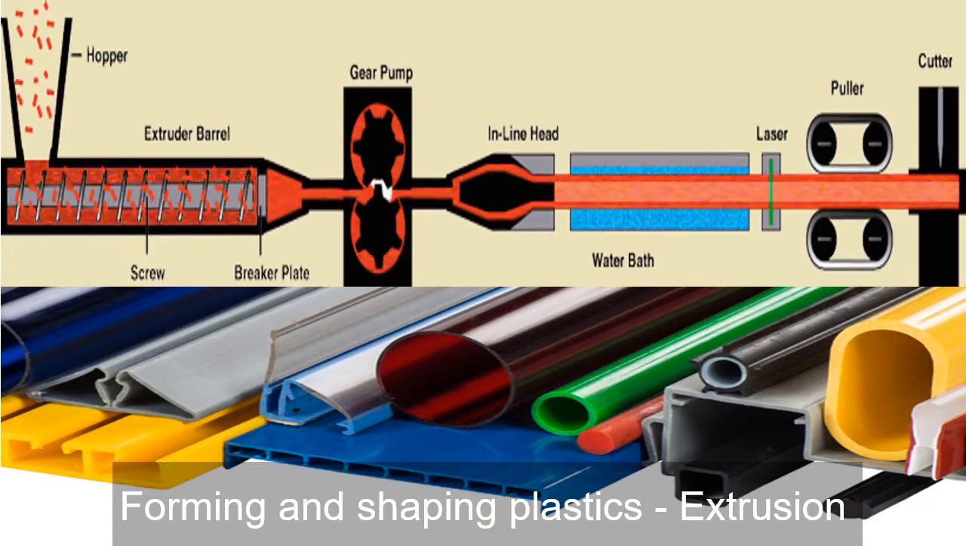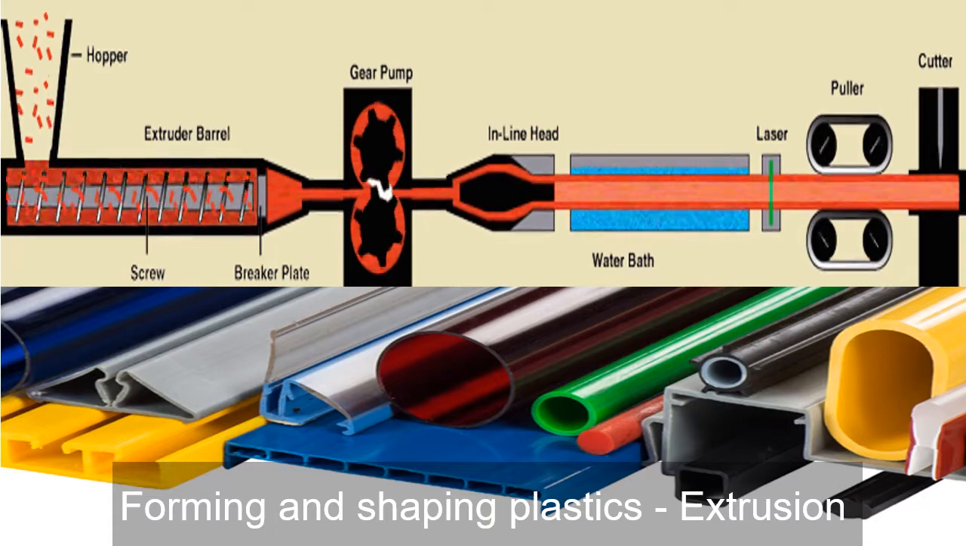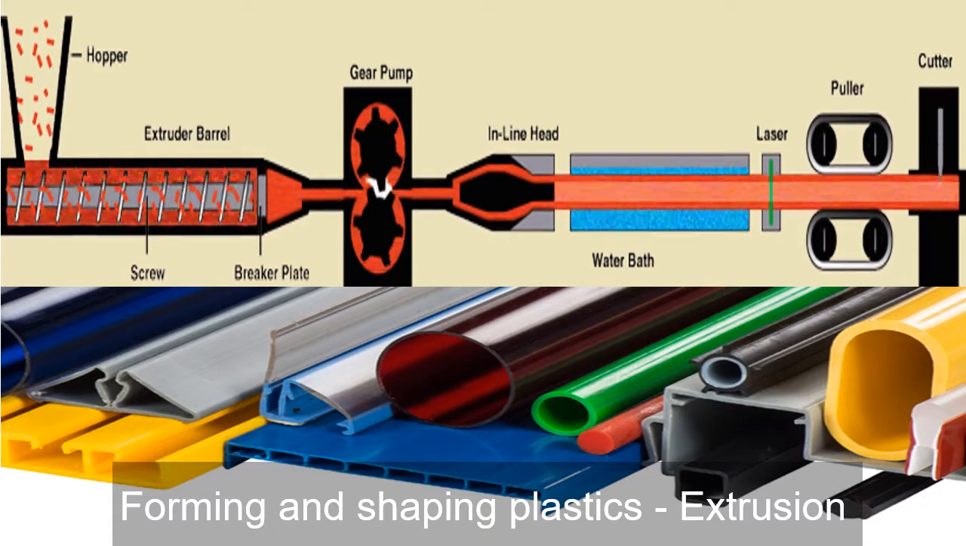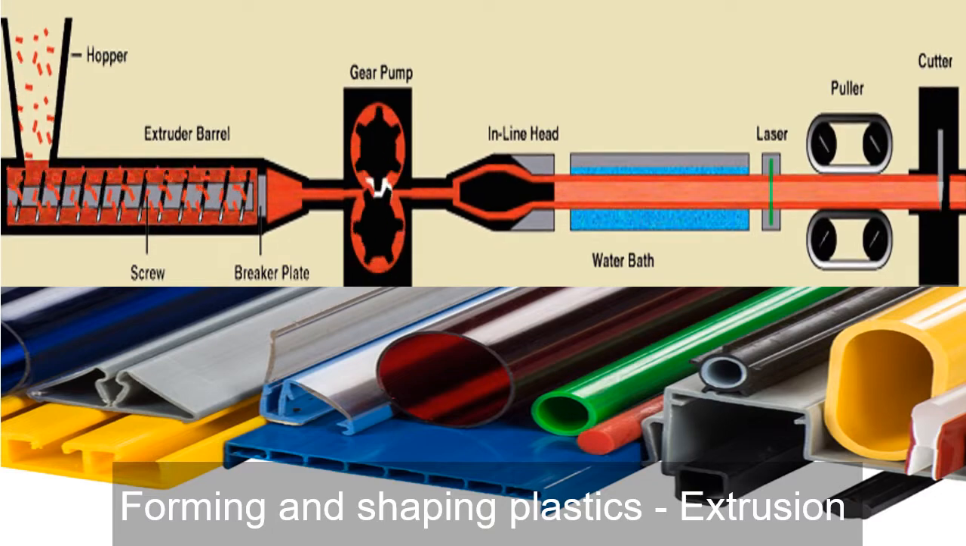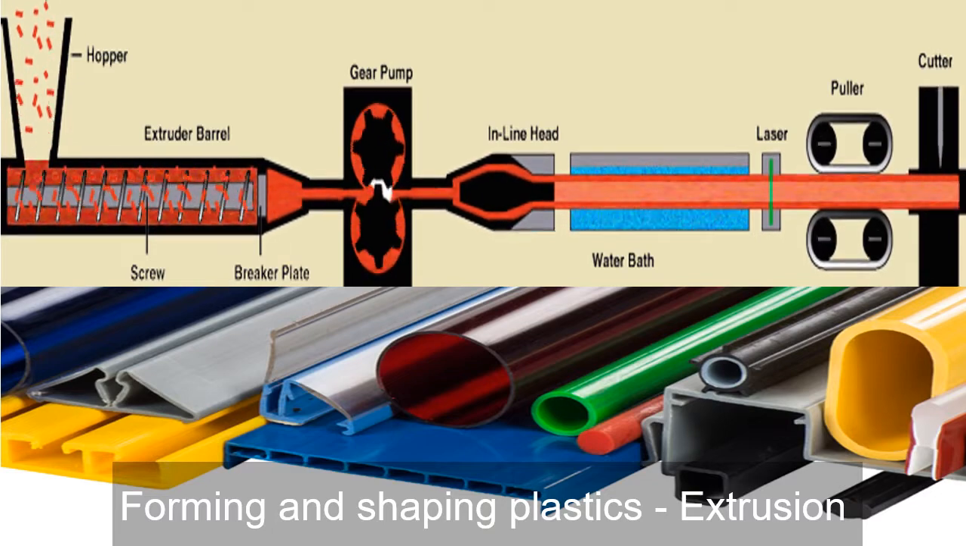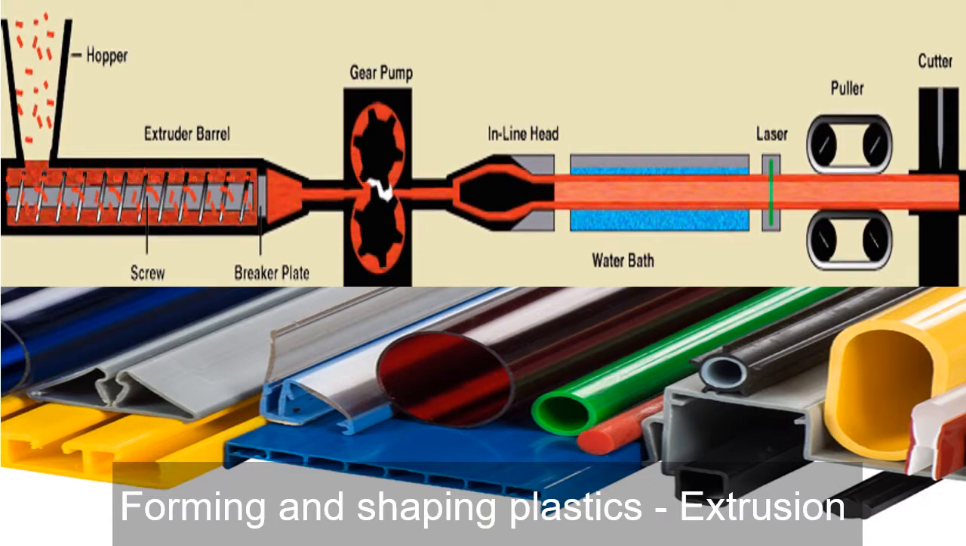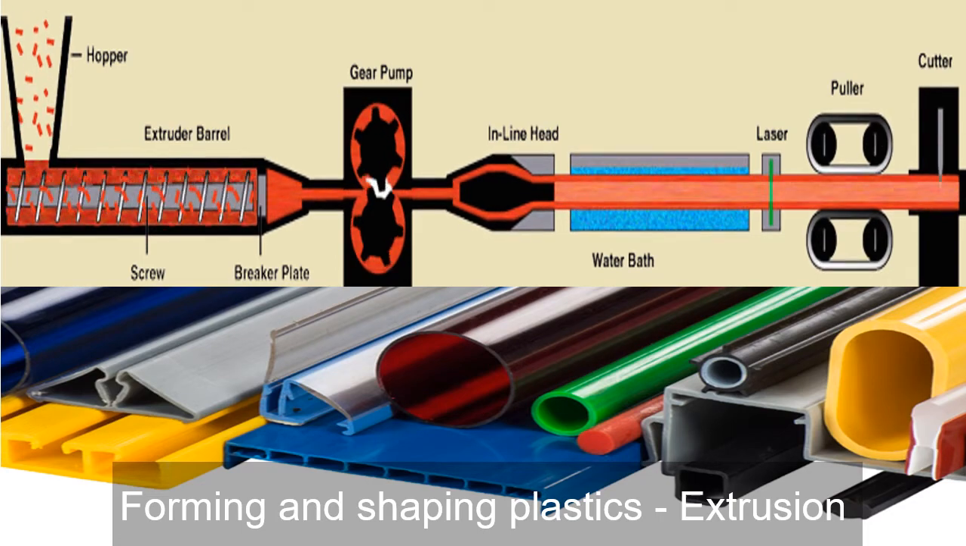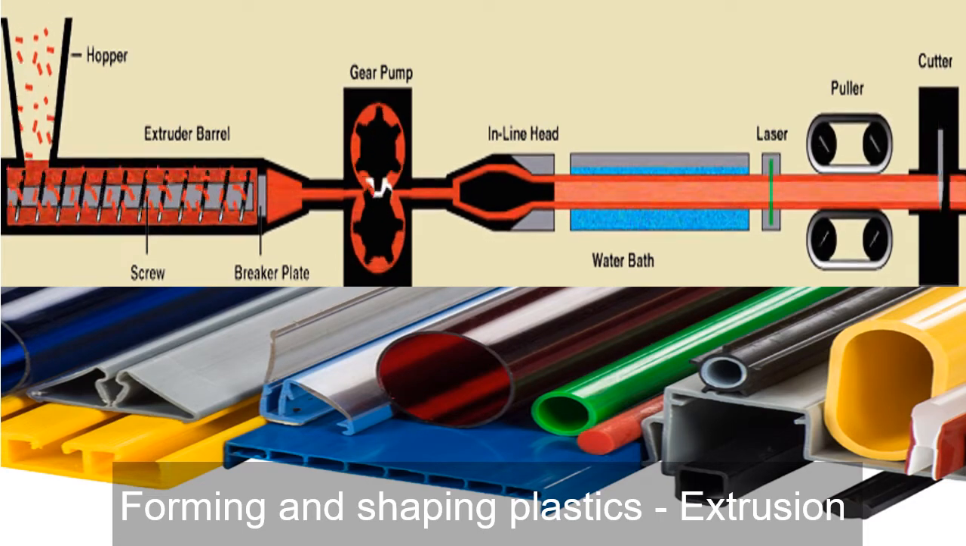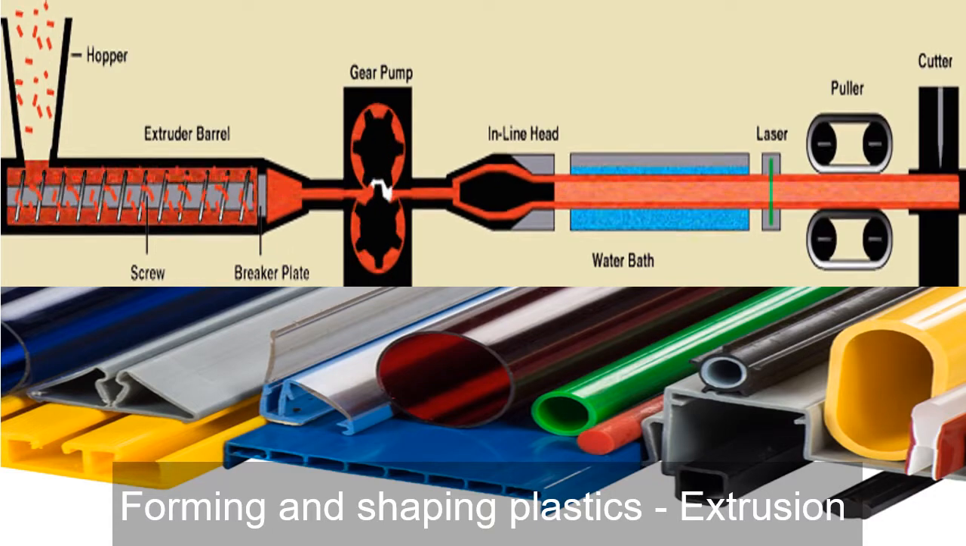The typical products are solid rods, channels, tubing, pipe, window frames, sheet, and pellets for other plastic processing methods. Plastic-coated electrical wires and cables are also extruded. The extruder can also be used as the melter for injection molding and blow molding.